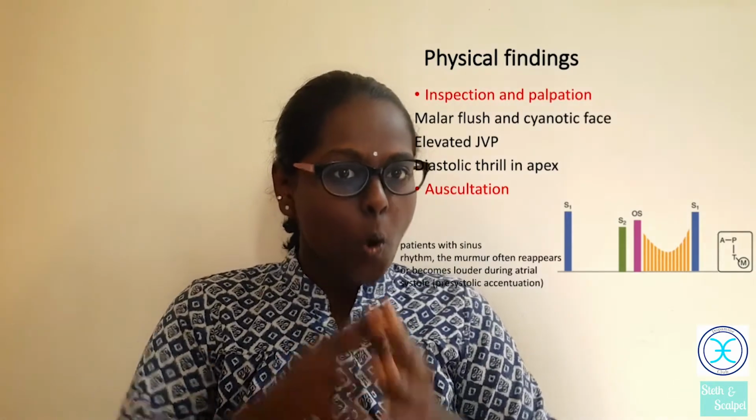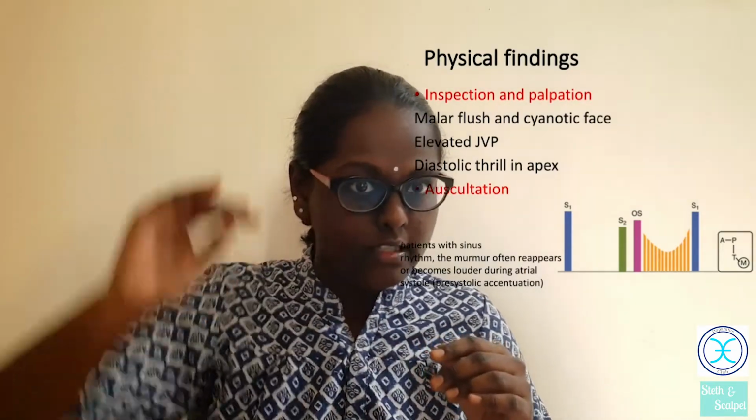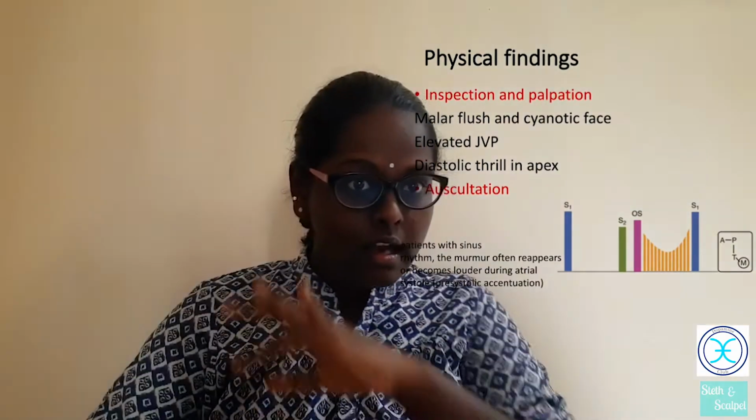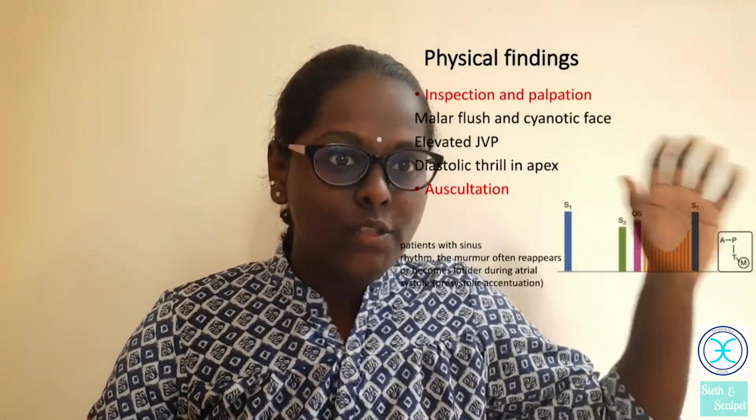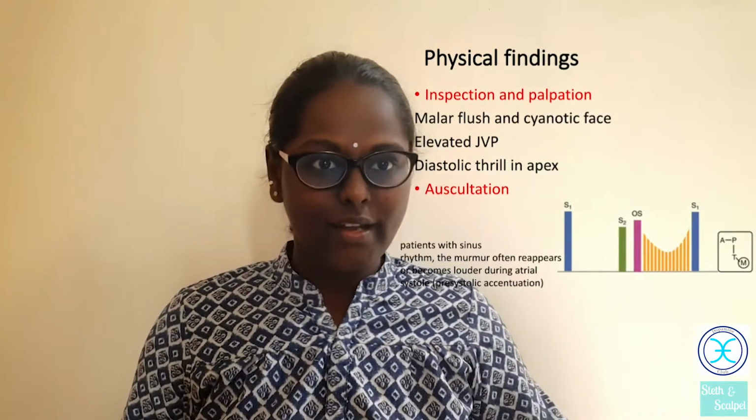So the findings are S1 elevated, S2 elevated, opening snap, diastolic murmur, and pre-systolic accentuation. That's it. Now, on the right side, some problems also occur because of the mitral stenosis.